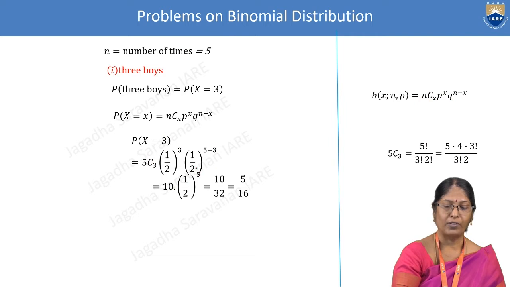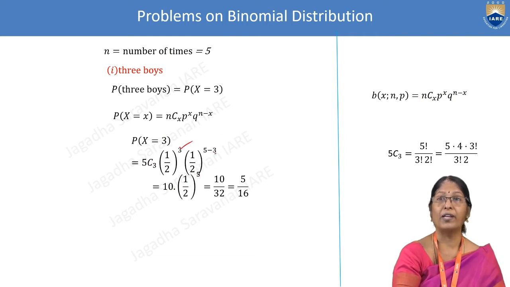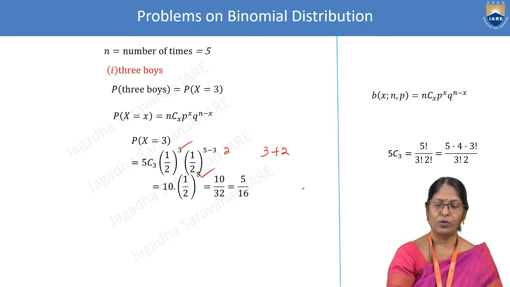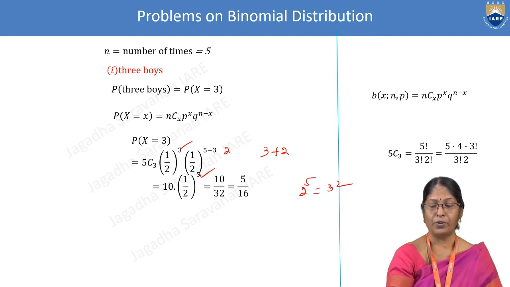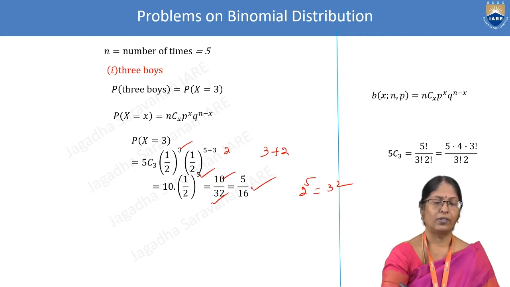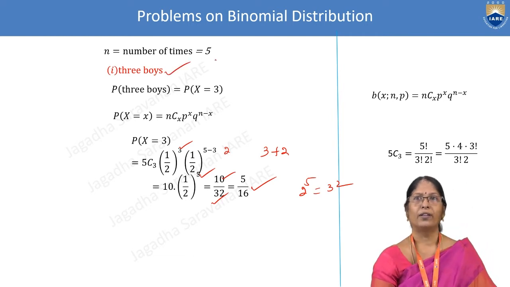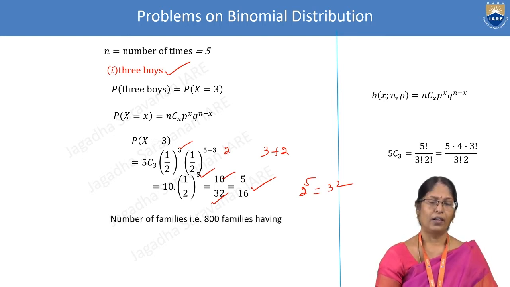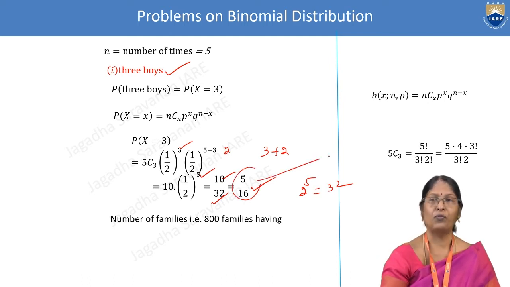It's nothing but 10. So 1 by 2 power 3, here 3 is there, and here 5 minus 3 becomes 2. So 3 plus 2, it's 1 by 2 power 5. We know 2 power 5 is nothing but 32. So 10 by 32, in lowest form 5 by 16. So the first question we solved: the probability of 3 boys is 5 by 16. Next, if you notice, this we found for each family.